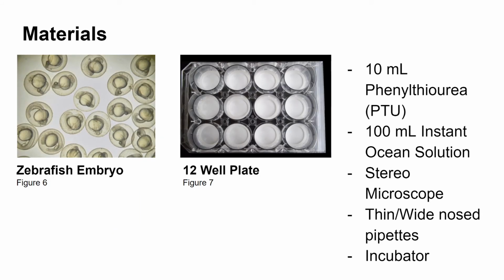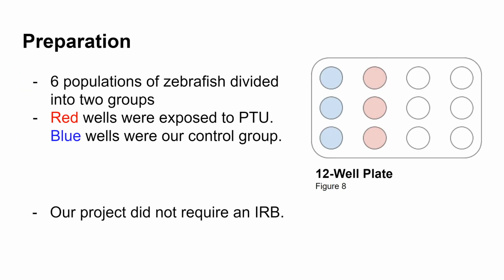Our materials included zebrafish received from the UWM School of Freshwater Sciences, just a couple hours post-fertilization. We also used a 12-well plate to isolate our populations, an instant ocean solution to raise our embryos in, a PTU solution to expose the experimental groups, a stereo microscope, thin and wide nose pipettes to transport the solution and the eggs, and an incubator to keep the eggs at a constant temperature of 28.5 degrees Celsius overnight.